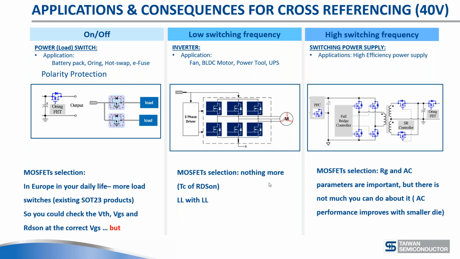So now let's look at the application and the consequences for cross-referencing at 40 volts. As we talked about before, you match the voltage, the package, and the RDSON. Those are the key things where you start. When you talk about on-off switches, and this is just general, in your day-to-day life as a distributor this is not more 40 volts, but you see a lot of cross-referencing at 30 volts or 20 volts.